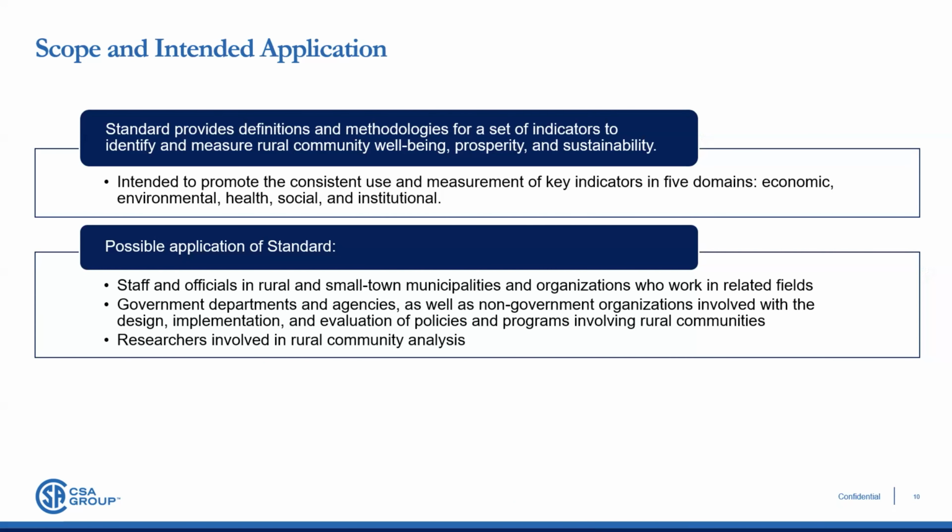So just to launch into the scope and intended application, the scope of the standard is very specific and very important. It outlines what that standard covers, and it's written into the standard, obviously. This particular standard provides definitions and methodologies for a set of indicators to identify and measure rural community well-being, prosperity, and sustainability.